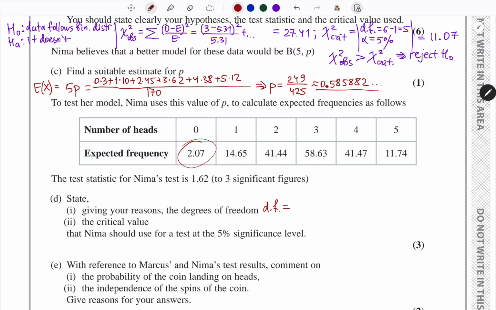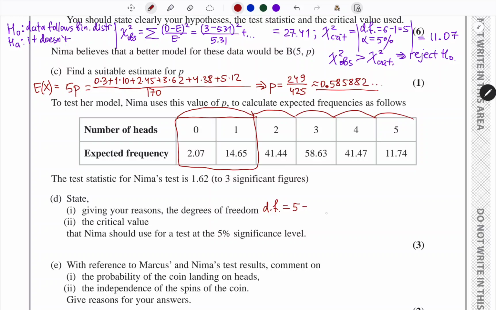This value must be combined. 2.07 is too small, it's less than 5. So I have to combine these two columns of my table, and they're considered to be one column: second, third, fourth, fifth. So the basic number of columns in the table is 5.